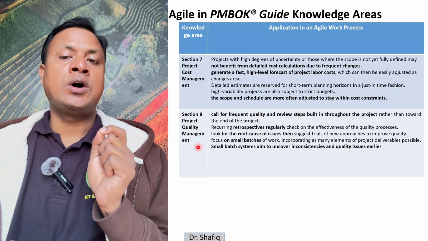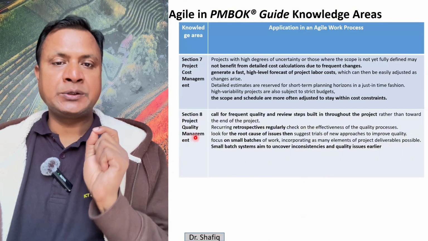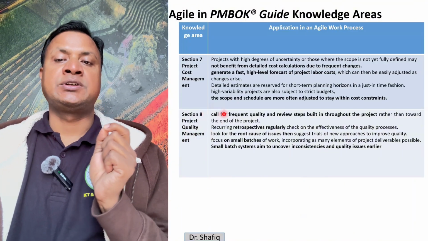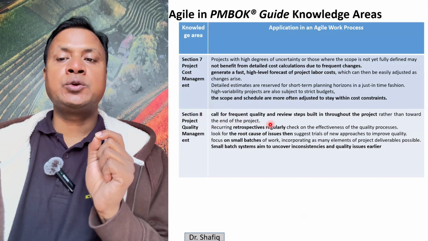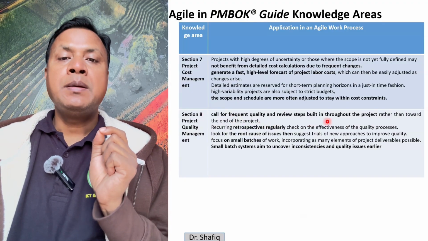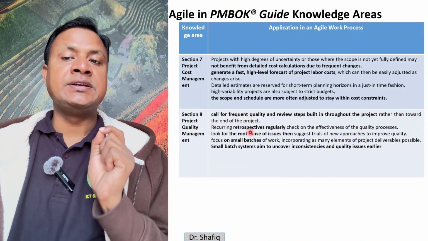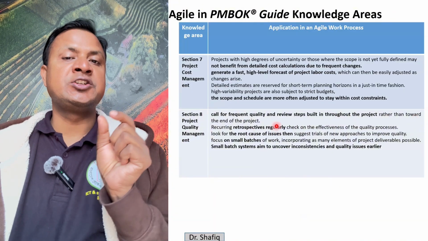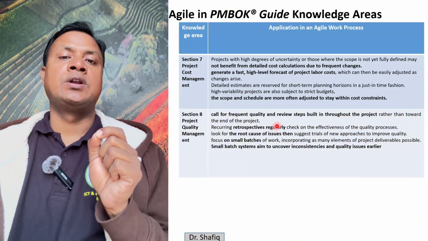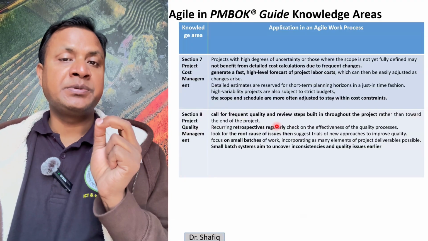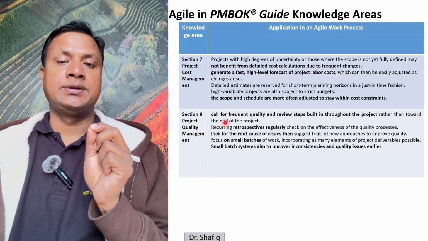Now, the project quality management. To ensure the quality in agile process, we call for frequent quality and review steps built in throughout the project rather than toward the end of the project. So in each sprint, we ensure the quality. In each deliverable, in each prototype, we accept the feedback for ensuring the quality.